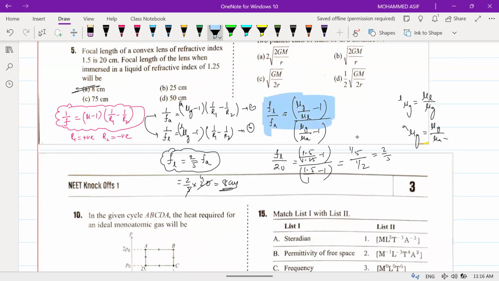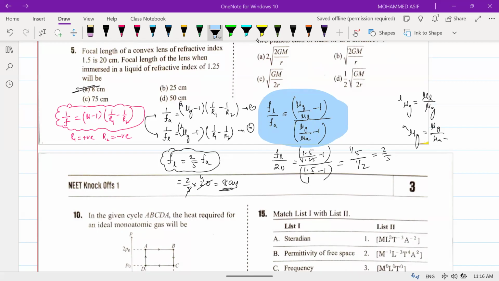So this is the formula which you need to remember. Whenever a convex lens is immersed in a liquid, focal length of the liquid divided by focal length of air is equal to refractive index of glass divided by refractive index of liquid minus 1, divided by refractive index of glass divided by refractive index of air minus 1. Is that formula clear?